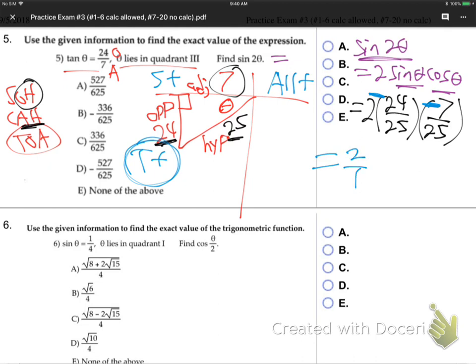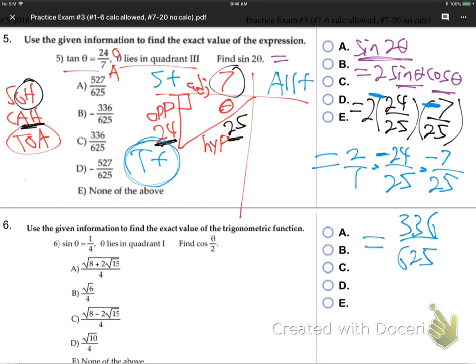So here we go. It's going to be 2/1 times negative 24/25 times negative 7/25. 2 negatives is positive, so just multiply top: 2, 24, and 7, whatever that is. 336 over 625. There it is. Answer C. Good?